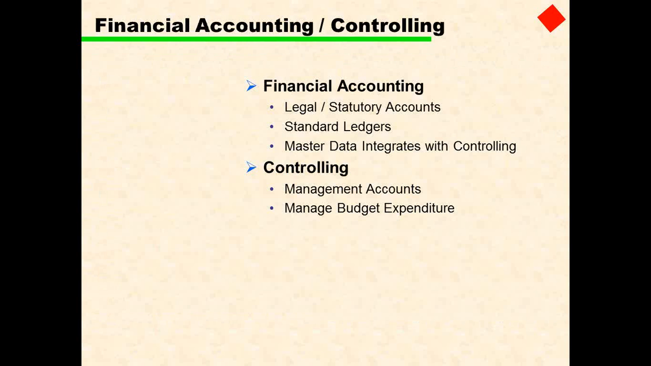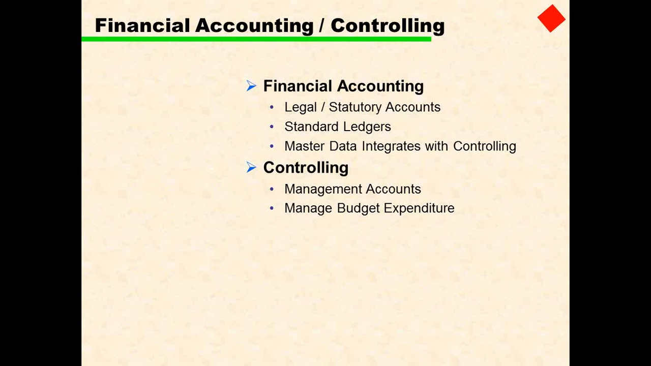Okay, so in FI you have two pieces. One is the financial accounting and one is the controlling. Financial accounting, you have legal statutory accounts, like your tax accounts, your cash accounts, your revenue accounts, employee salaries, and all those things. And you have standard ledgers, and also you have master data integration with controlling. So any data that you post, if you put a profit center, if you put a cost center, FI automatically creates an entry in your controlling document.